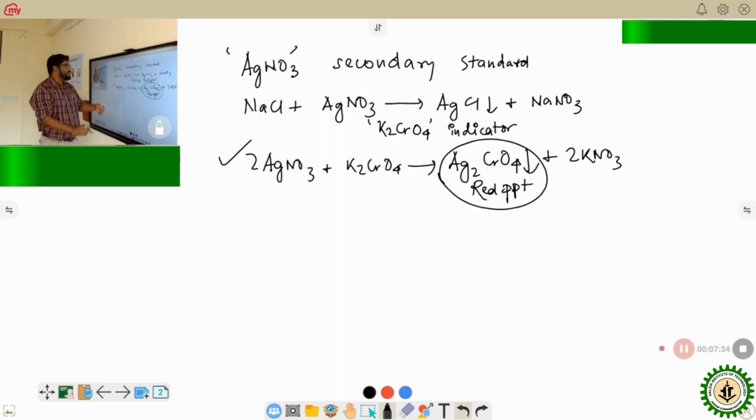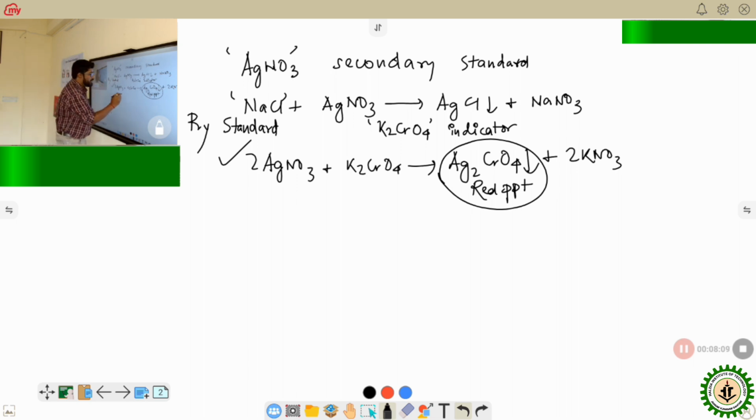Then when you are adding the standard NaCl solution, remember I told you that's a primary standard solution. That means whose concentration is known to me and which cannot be changed with time or when it is kept for a time. So the concentration of NaCl is known. When I am adding NaCl from the burette, the red precipitate will be changed to silver chloride. So that's the science behind the standardization of silver nitrate.